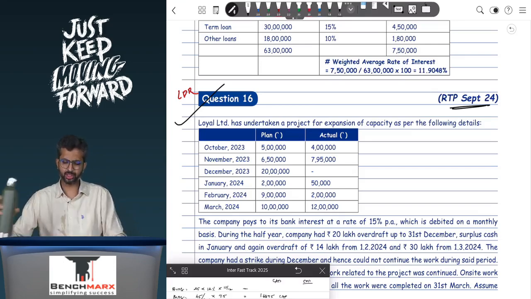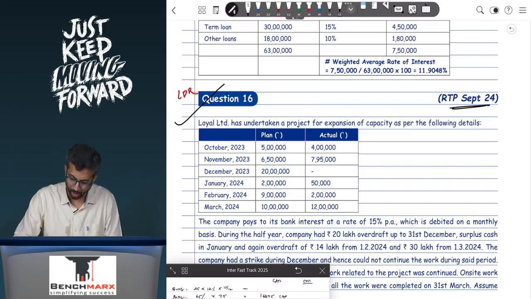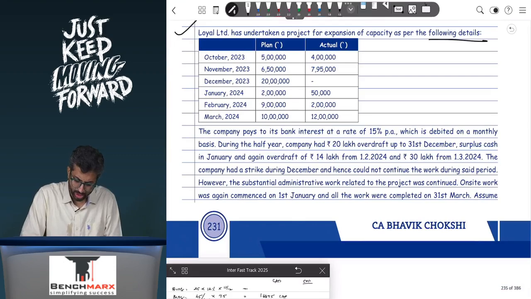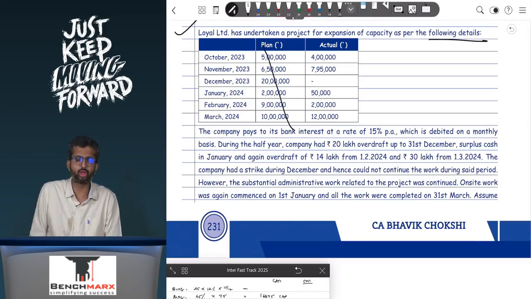Loyal Limited has undertaken a project for expansion of capacity as per the following details. So you have the following details. From October 23 to March 24, you have the planned expenditure and actual expenditure. Planned expenditure is not relevant. Your capitalization will be based on actual expenditure only.